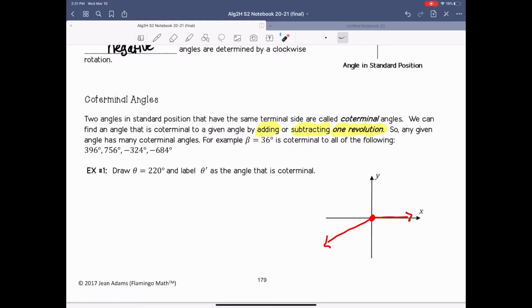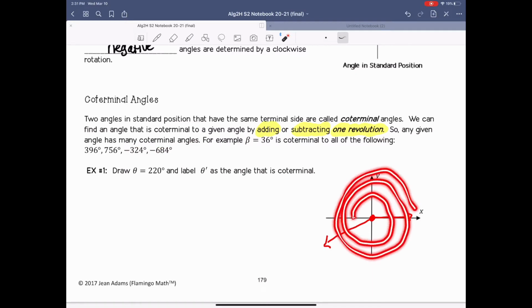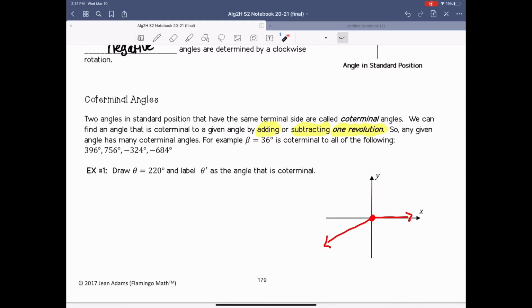Now with this in mind, any given angle has many coterminal angles. And think about it. We can make tons of rotations around the circle. All we have to do is just add or subtract 360 degrees each time. So there are essentially infinite numbers of coterminal angles for any given angle, all right? Let's look, for example, at beta equals 36 degrees.